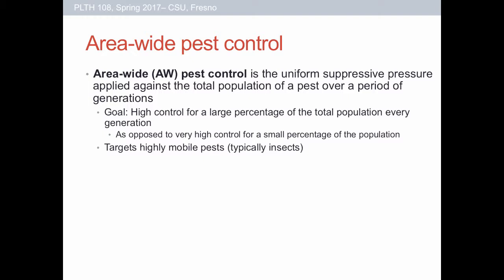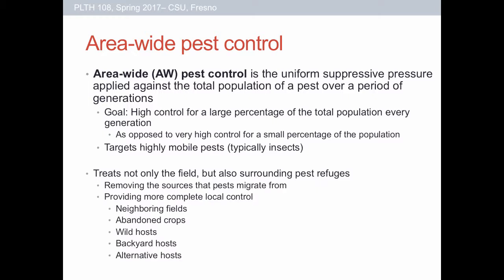And this is a technique that, as I mentioned before, really is great at targeting highly mobile pests, things that can quickly move back into a field after you do a spray. So generally it's applied right now against insects. And as I mentioned, the idea here is that you don't just treat the field, but you treat every single potential refuge that the pest could live within. And as such, we essentially are removing sources that the pest can migrate back into your field from, including things like neighboring fields, abandoned crops, wild hosts, backyard trees, all sorts of stuff like this.